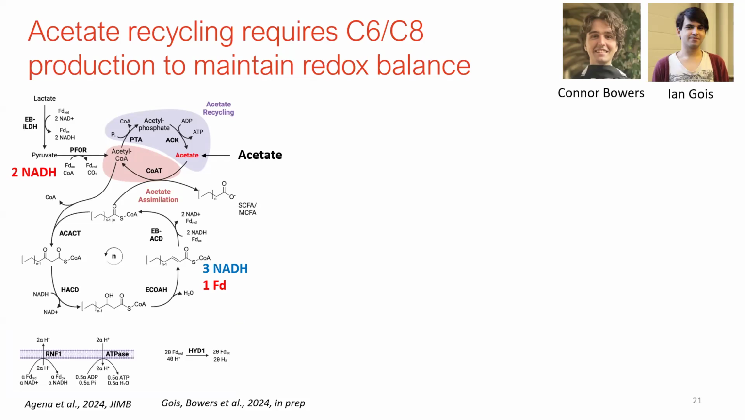And what happens here is because of this imbalance between ferredoxin and NADH, they utilize this enzyme called the RNF complex to take that ferredoxin and oxidize it, transfer electrons to NADH. And because that process is thermodynamically favorable, they can actually pump some protons, and this is one of the main ways they generate energy. So when they're taking acetate and they're assimilating it with 1 mole of lactate to make butyrate, redox is balanced, okay?